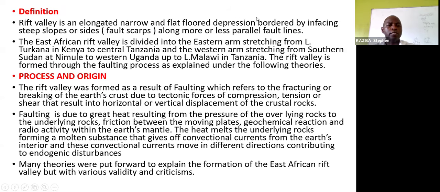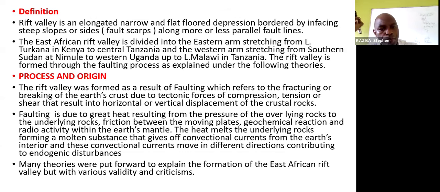But now, how do we start the question? So let's go to the approach to the question. Now, if they say examine the validity of the theories, you begin by defining a Rift Valley as an elongated, narrow, flat depression bordered by in-facing steep slopes on either side. So after defining, give us examples of the Rift Valley we have in East Africa. Of course, you know you have the Eastern Arm and the Western Arm. Those ones you have in your notes.